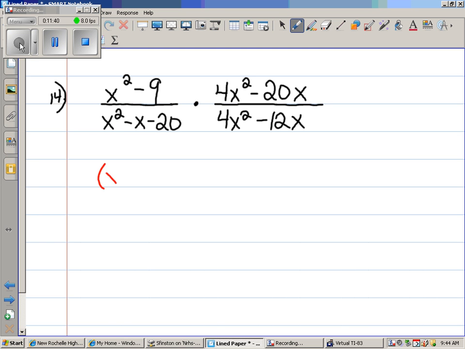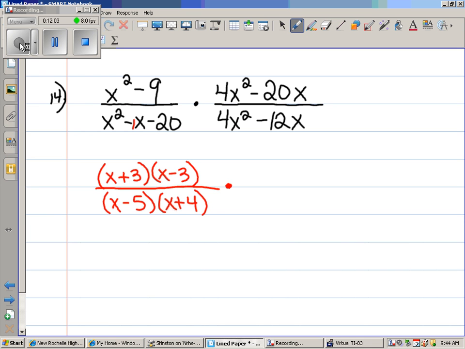X squared minus 9 is the difference of two perfect squares. It's x plus 3, x minus 3. X squared minus x minus 20 is going to be x minus 5, x plus 4. Two numbers that multiply to be negative 20, but add together to be negative 1. Look for the GCF. These guys both have 4x in common. Pull out a 4x. Whatever's left over is going to be x minus 5. And the bottom one, these guys also have 4x in common. When you pull that out, it's 4x times x minus 3.